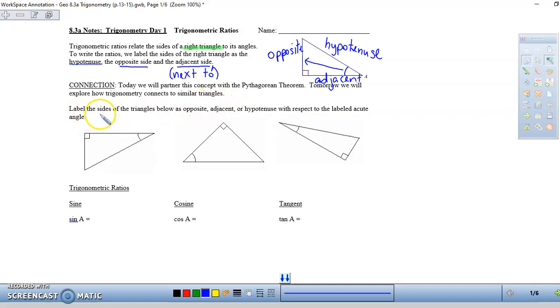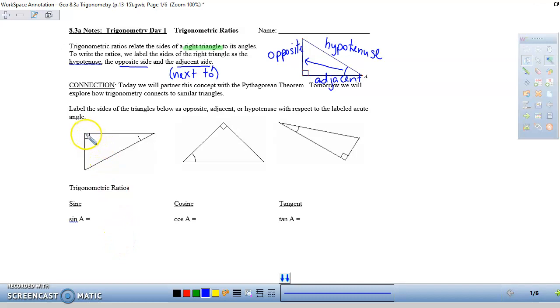Okay, label the sides of the triangle below as opposite, adjacent, or hypotenuse with respect to the labeled acute angle. So I want you to do exactly as done in this example for all three of these triangles. So please pause and do that.